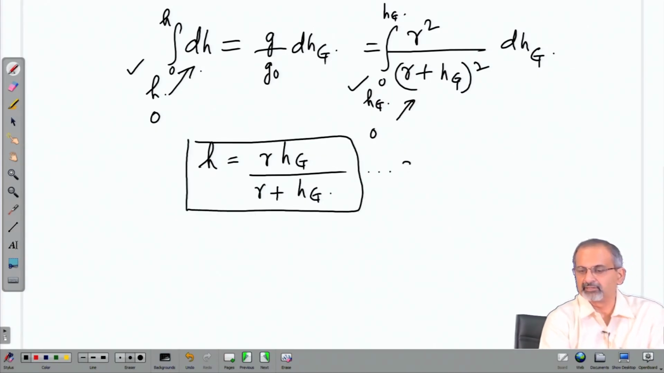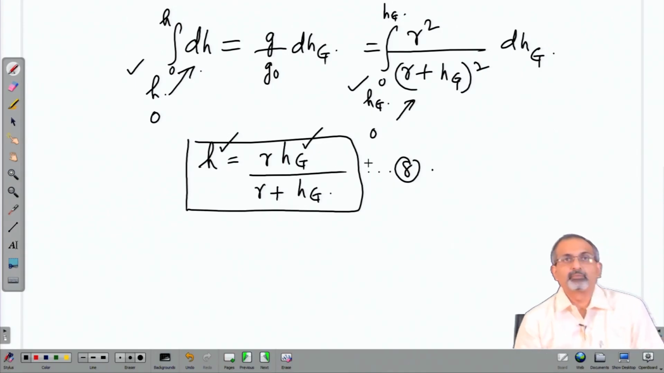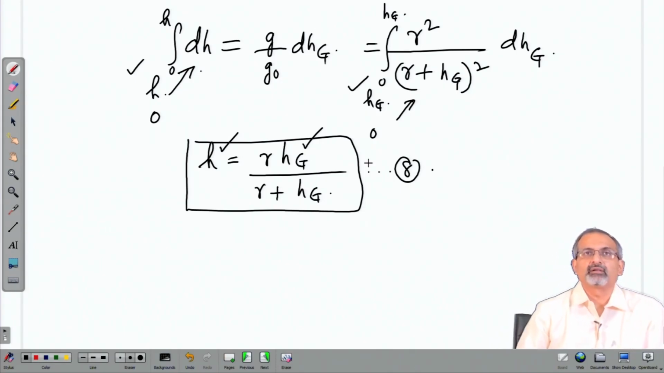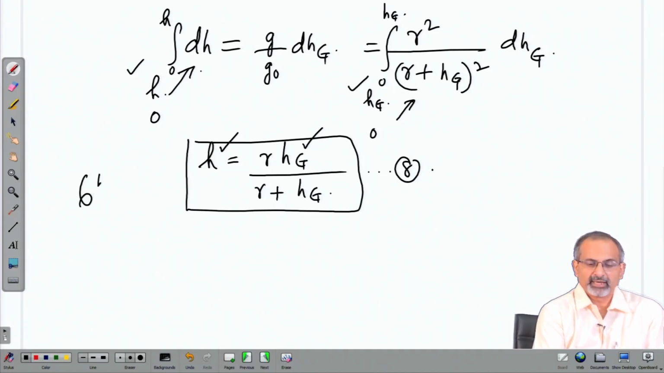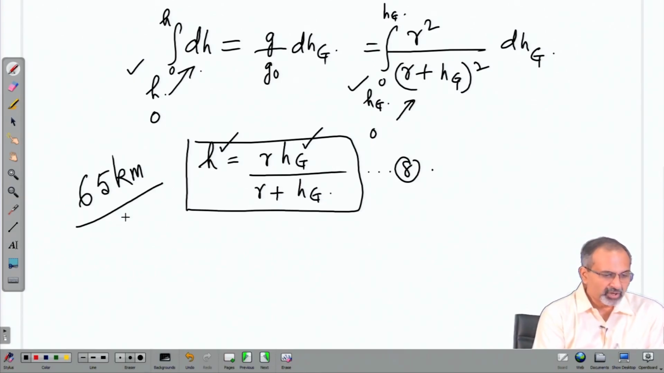This is going to be our 8th equation, right. Now, it is obvious that h and hg are not going to be equal, that is fine, but the good part of it is that this difference between h and hg is trivially small up to a fairly large altitude. That means, if you are going from the sea level to as high as 65 kilometers altitude, the difference between h and hg is smaller than 1%. So, for all practical purposes at lower altitudes, they are essentially equivalent.